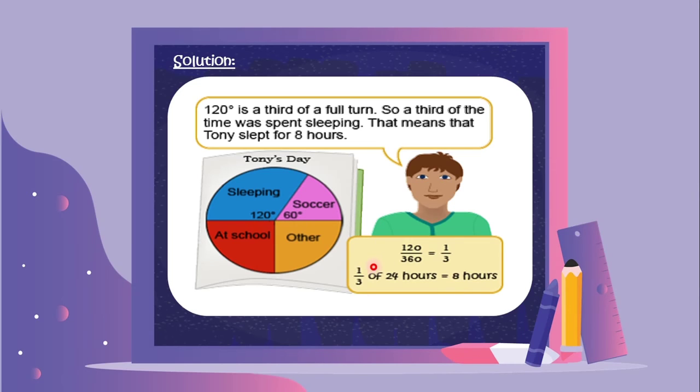So 1 out of 3 of 24 hours is 1 out of 3 times 24 hours, and we get 8 hours. So that's the time spent sleeping. It is 8 hours. And that's how you count the fraction of the day, and how long is spent sleeping, in a sector graph.